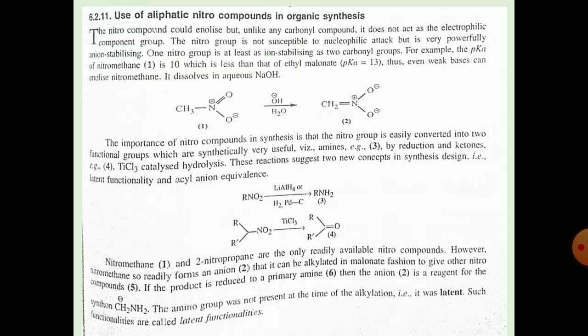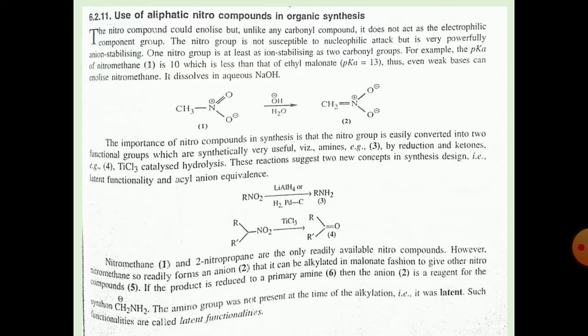This is a named reaction. There is TiCl3. So firstly, in a reduction process, RNO2 is converted into RNH2, and then the next, RNO2 in the presence of TiCl3 is converted into the ketone group.